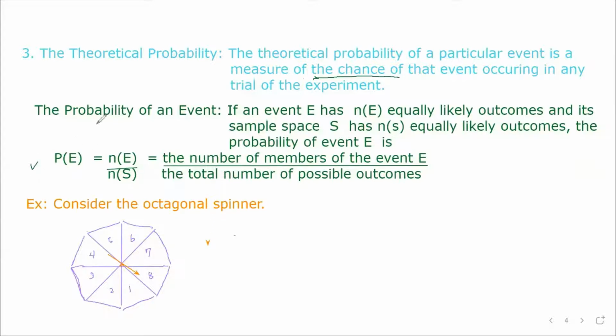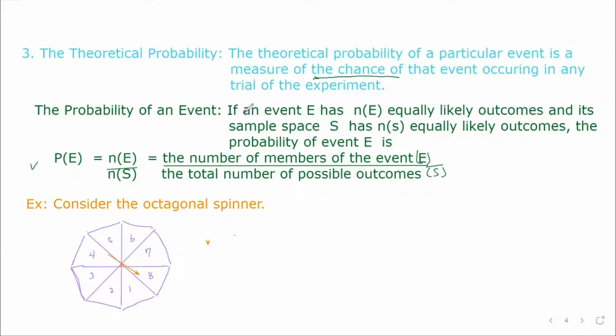So actually this formula of the probability of an event is going to equal what? P(E), meaning probability of event, equals N(E) over N(S). N(E) means the number of members of the event, and we use the small letter E. And for this one we use the S, the total number of possible outcomes. So N(E) over N(S). Okay.